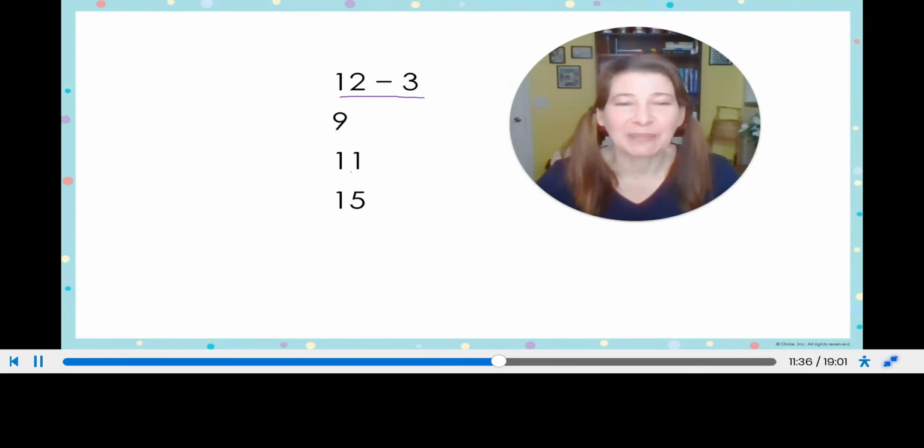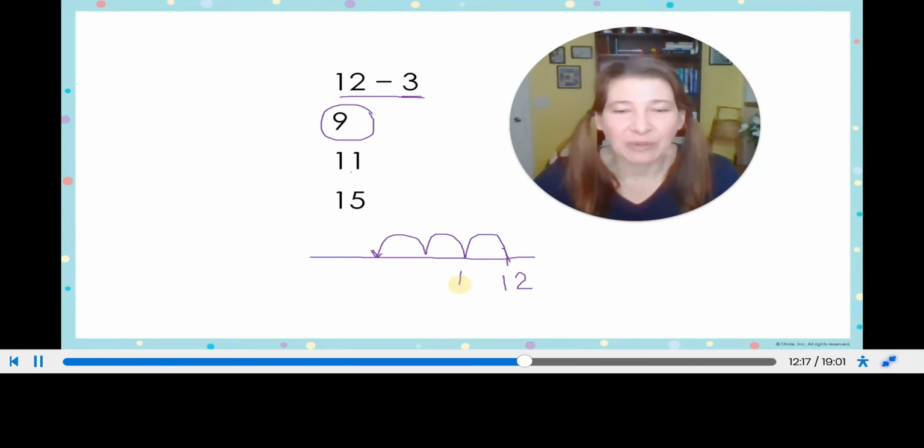Okay, this time the answer is the first choice. 12 minus 3 equals 9. Did you get 9? And what strategy did you use? I think I would have used counting back. And there's a couple ways you could have decided to count back. Remember, counting back is a nice option when the part is a small number. And this time our part is only 3. So we only need to hop back 3. 1, 2, 3.